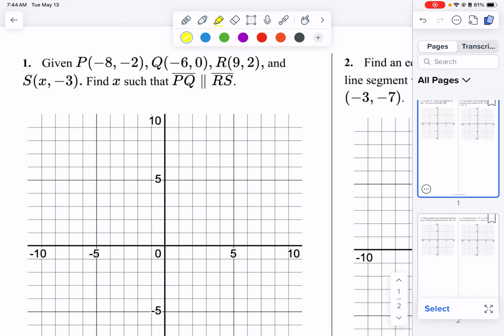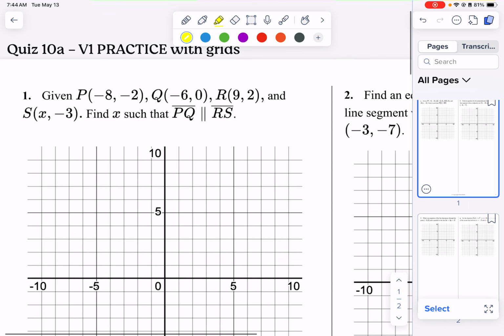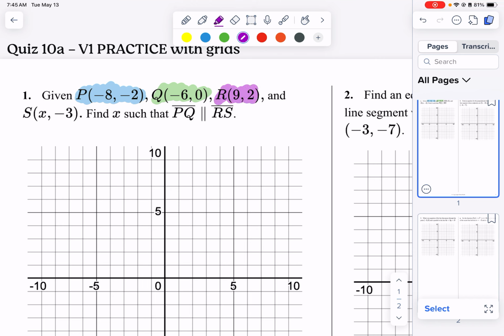Hello and welcome. We are going to be looking at a handful of problems here that are all dealing with slopes and equations. So let's take a look at our first question here. And it has 4 points. I'm going to color these in 4 different colors. Let's do blue, green, purple, and red.